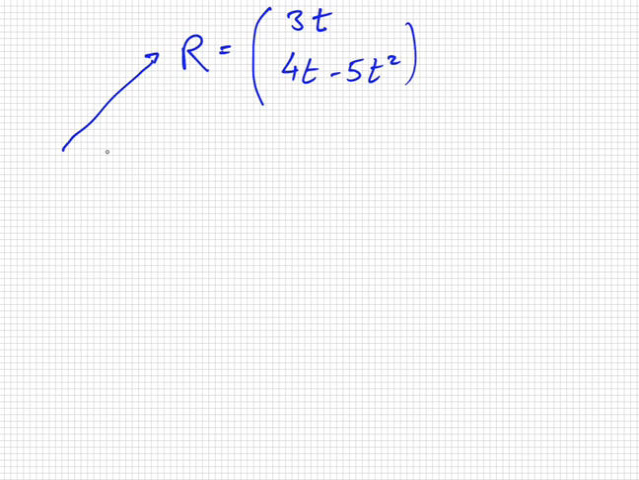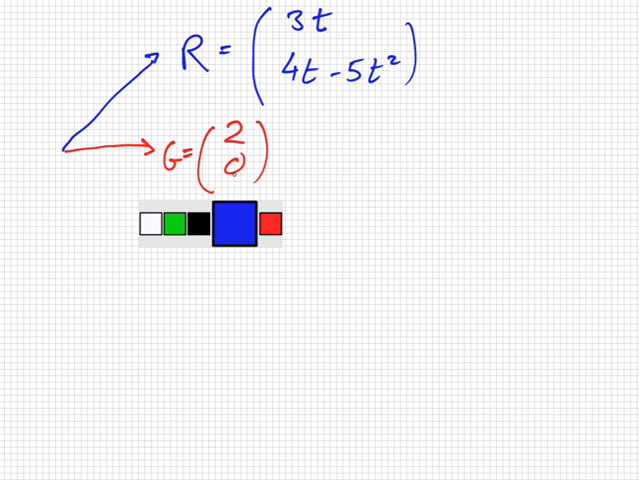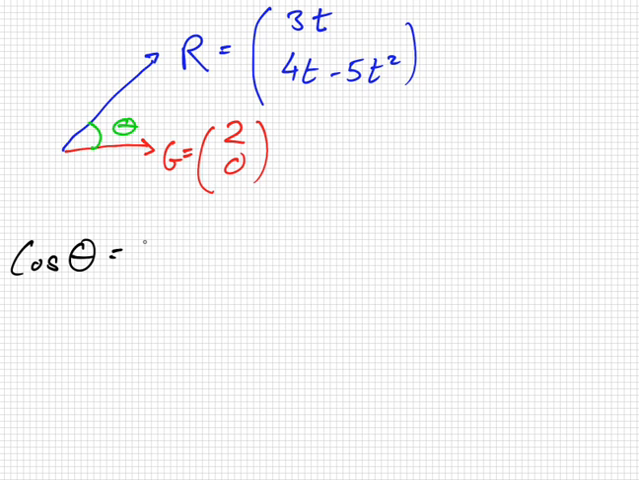Then in red, let's put in the ground. So here's the vector on the ground. Let's just call that G. You want to go for 2? Alright, 2, 0. And we want to find this angle here, the cos of this angle. So we have a formula for this. Cos theta equals r dot G over magnitude r times magnitude G.